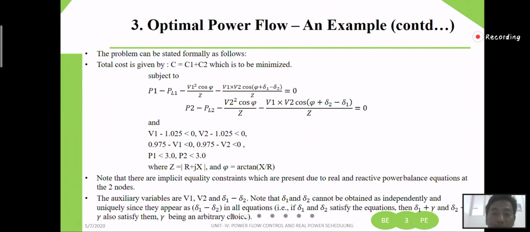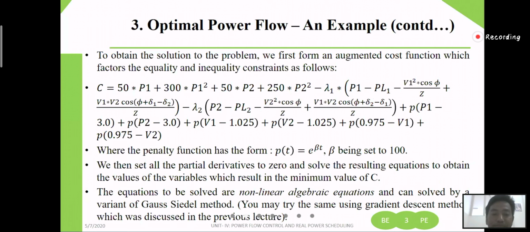After that, to carry out the optimization or optimum power flow, you have to form a composite cost function. Are you remembering that? We call it an augmented cost function. To obtain the solution to the problem, we first form an augmented cost function which factors in equality and inequality constraints. So we have identified the equality constraint and the inequality constraint, and now we have to form an augmented cost function.